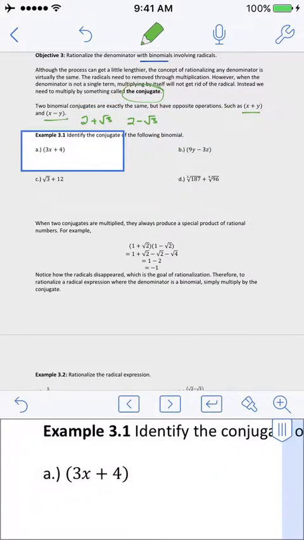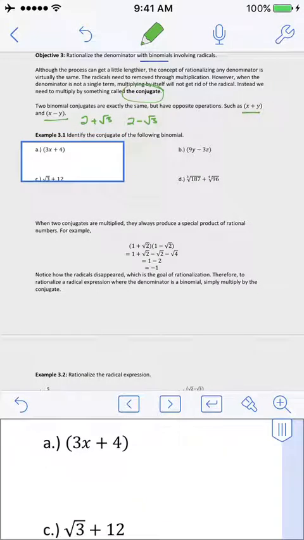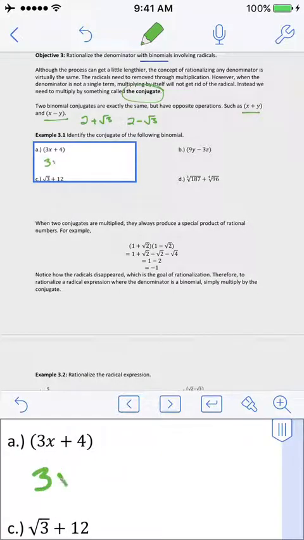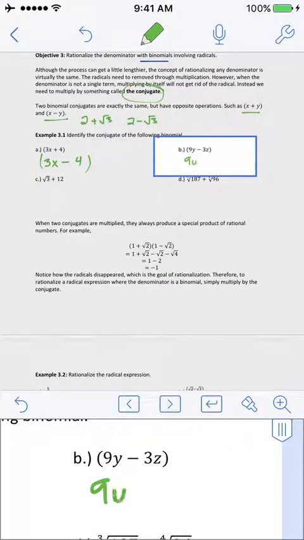Let's see if we can find some conjugates for some different things before we go multiplying it all. What would be the conjugate for 3x plus 4? It's a binomial. I would keep the terms the same, but I would change the operation. Same thing over here. Keep the terms the same, 9y and 3z, but this time it'll be a plus. That would be the conjugate. Okay, cool.